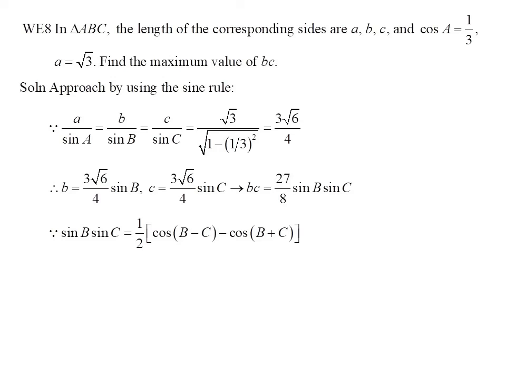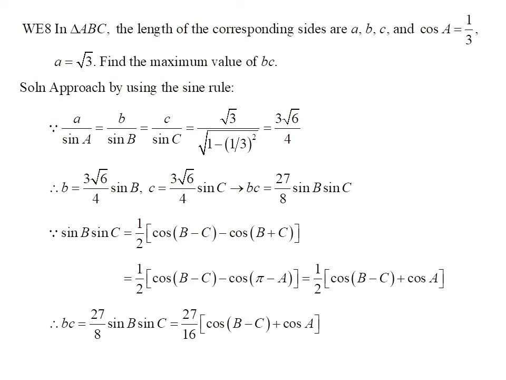According to the compound angle formula, sine B sine C is transformed to 1 over 2 times open bracket cosine of B minus C minus cosine of B plus C close bracket, which is further simplified to 1 over 2 times open bracket cosine of B minus C plus cosine A close bracket. Hence bc equals 27 over 16 times open bracket cosine of B minus C plus cosine A close bracket.